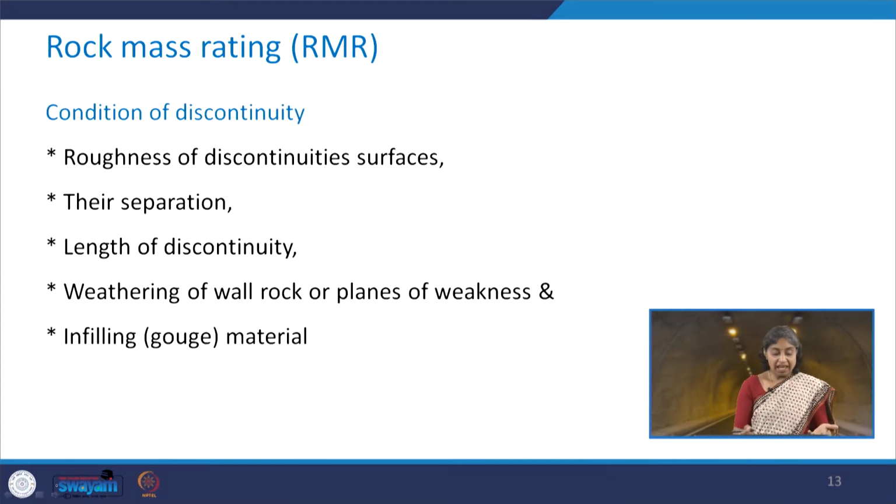Coming to the next parameter, which is the condition of discontinuity. Now, the condition of discontinuity may be defined in terms of these parameters which have been listed here: roughness of discontinuity surfaces, their separation, length of discontinuity, then weathering of wall rock or planes of weakness, and whether there is any infilling or gouge material in the joint. So, the property of that infilling material also influences the condition of discontinuity.